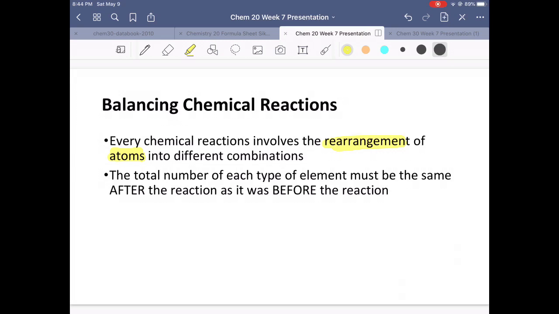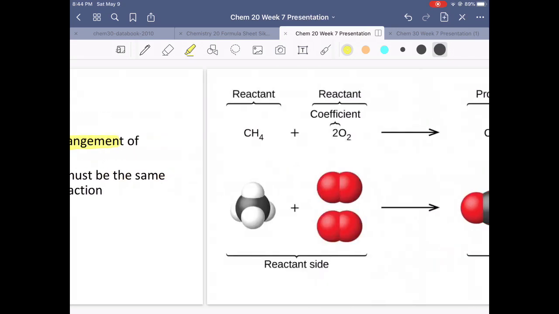Now, ultimately, what that means is the total number of each type of element must be exactly the same after the reaction as it was before, which means it's a pretty easy double check. If you start with 4 carbons, you have to finish with 4 carbons, etc. Okay, let's start looking at this.